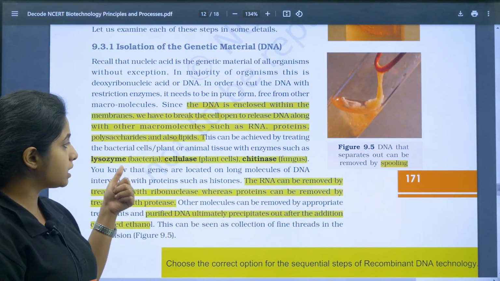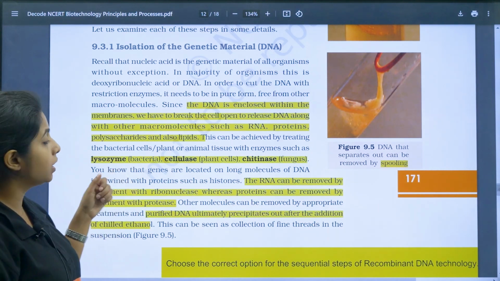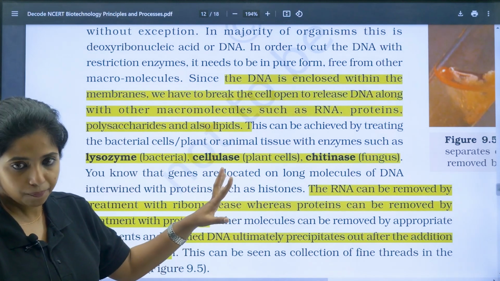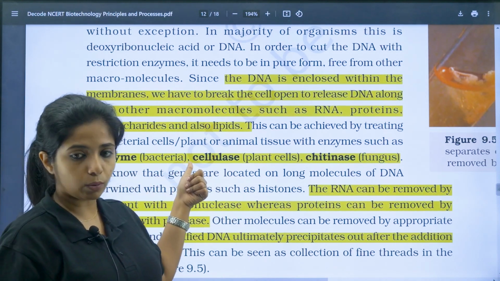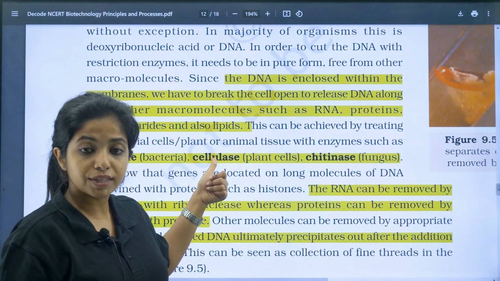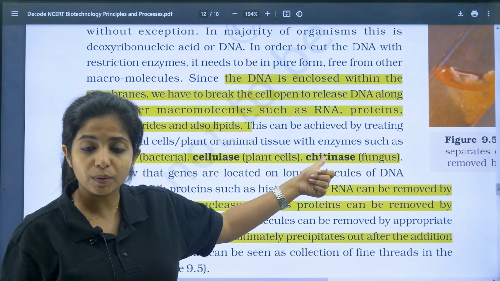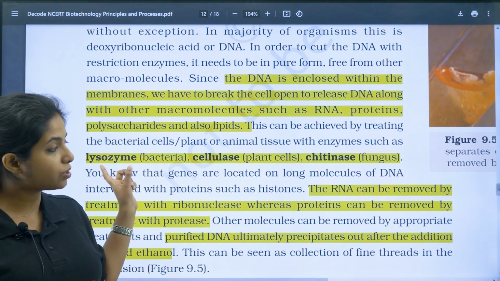First, if it's a bacterial cell, my dear children, you have to break the cell wall made up of peptidoglycan. So, you use the enzyme lysozyme. These enzyme names are really important. Use the enzyme lysozyme to break down the bacterial cell wall. For plant cells you use cellulase, and for fungal cells you use chitinase because the cell wall is made up of chitin. Here the cell wall is made up of cellulose. That is why you are using these enzymes.